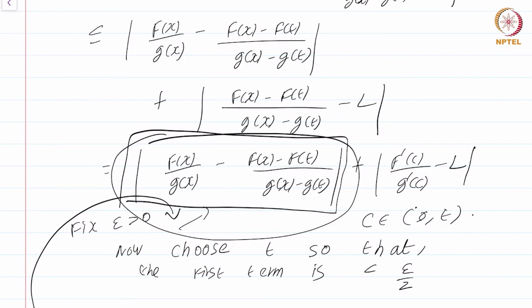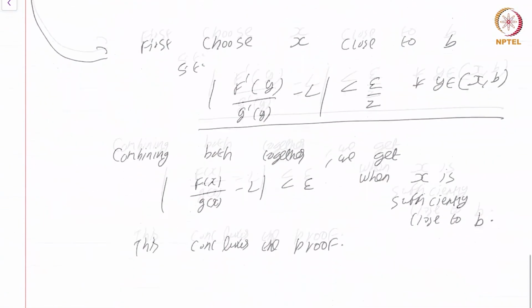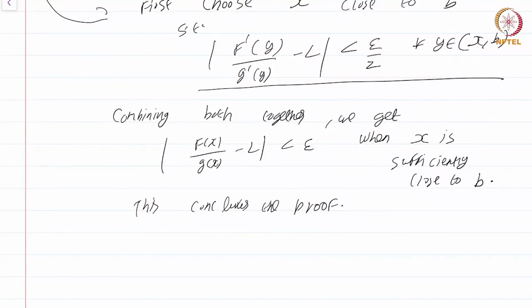You just have to expand f(x)/g(x) minus (f(x) minus f(t))/(g(x) minus g(t)), analyze those terms, and determine how you have to choose this point t. So I leave it to you to complete the proof. This concludes this module.